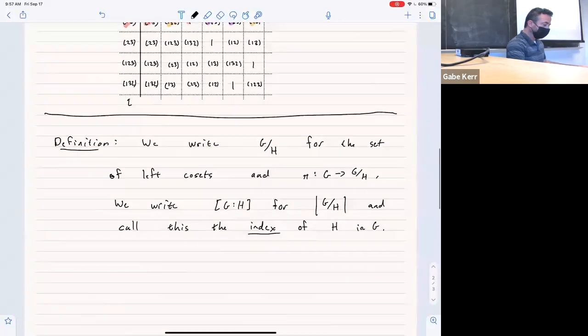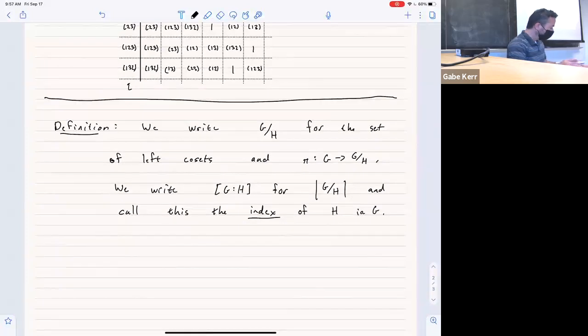Now, let's prove Lagrange's theorem. Lagrange is also probably not crazy. Probably, you never know.